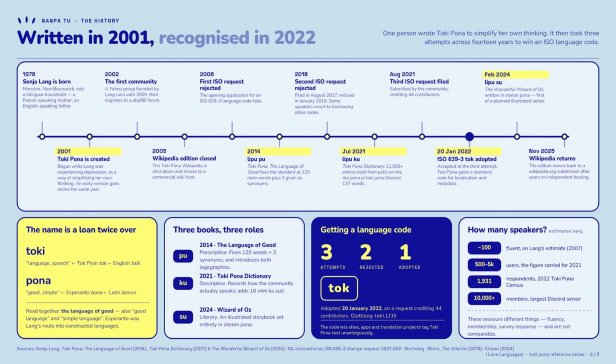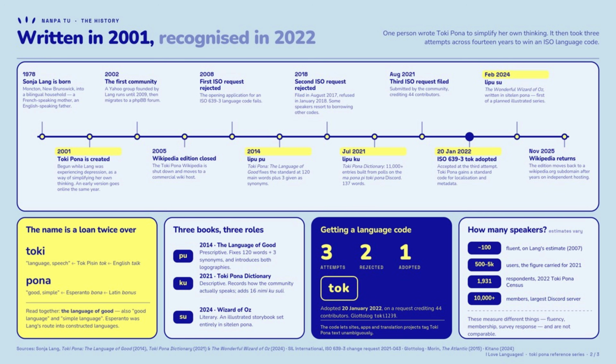The 2014 Toki Pona: The Language of Good, Lipu Pu, fixed the standards at 120 main words plus 3 presented as synonyms, and French, German, Esperanto, and Persian editions have since appeared. In July 2021, Lang published Toki Pona Dictionary, Lipu Ku, a two-way dictionary of more than 11,000 entries documenting usage gathered from polls on the Ma pona pi toki pona Discord server.